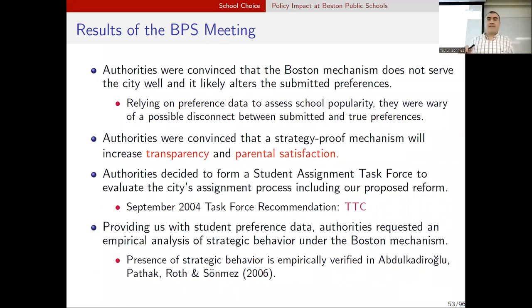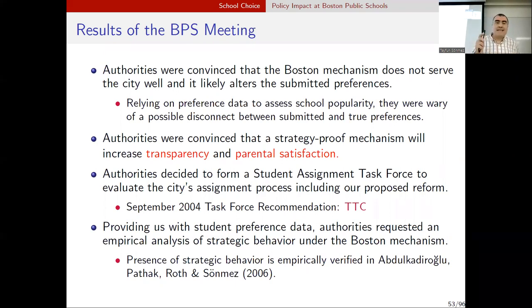Relying on preference data to assess school popularity, they were wary of a possible disconnect between submitted and true preferences, because they were evaluating schools based on this data. Right? There were lots of problems about potentially manipulated data. And they were convinced that a strategy-proof mechanism would increase transparency and parental satisfaction.